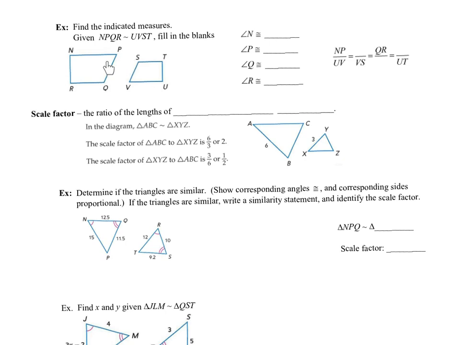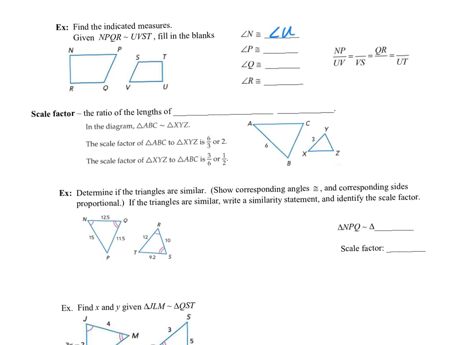Now, don't look at the picture, look at the similarity statement to see what angle N is congruent to. Remember, if we're told that these quadrilaterals are similar, then by definition, their corresponding angles are congruent. Angle N is mentioned first, so it would be congruent to angle U.